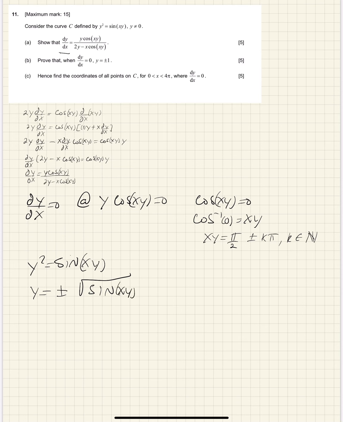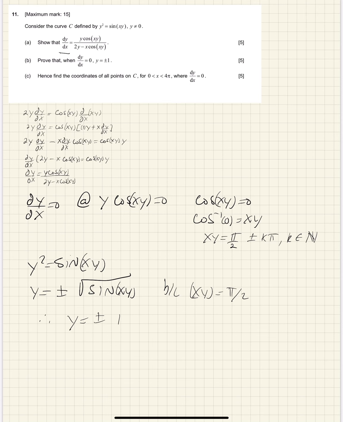What's the sine of pi over 2? Sine of pi over 2 is 1. What's the sine of 3 pi over 2? It's negative 1. But it can't be negative 1 here, because we can't have a negative square root. So it can be pi over 2. So we're good with this. All right. So if y is going to be plus or minus, and here it can't be negative, we just need plus 2k pi. But that means that since xy is equal to pi over 2, therefore y is equal to plus or minus 1.